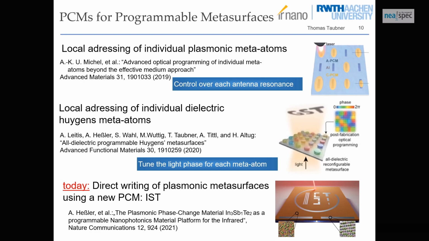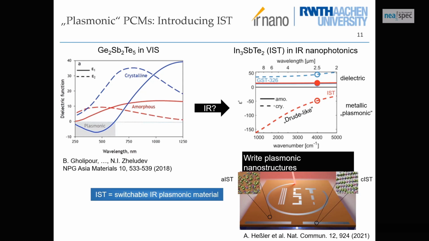But today I want to talk about the direct laser writing of plasmonic structures, and this is done with a new phase change material. It's called IST, indium-3, antimony-2, tellurium-5 (In3SbTe2), and it has really remarkable properties because, for example, it can be switched between a metallic and a dielectric phase. This is also known for other phase change materials, for example germanium GST225. However, this happens in these materials only in the visible range, and it is accompanied by very high losses, as you see here.